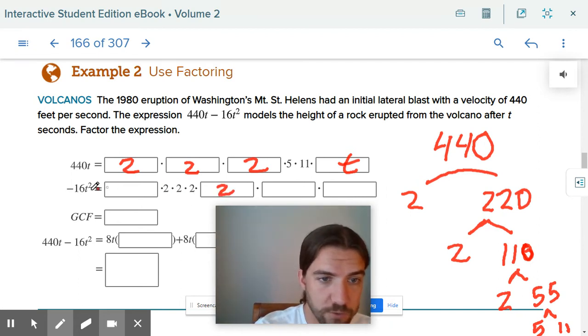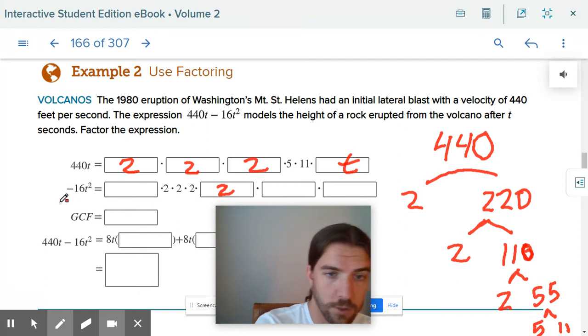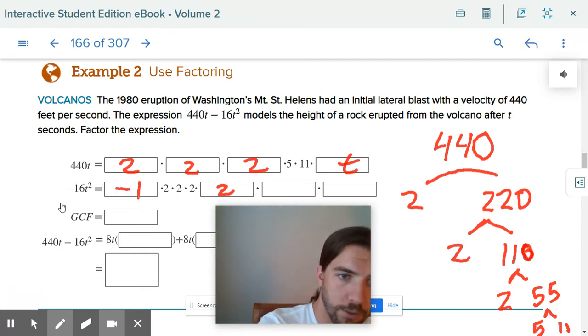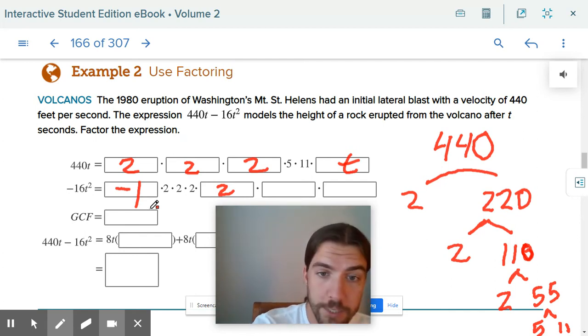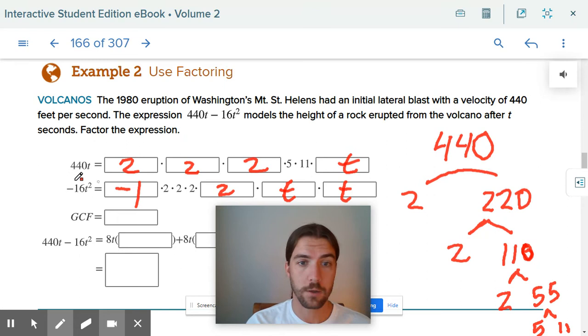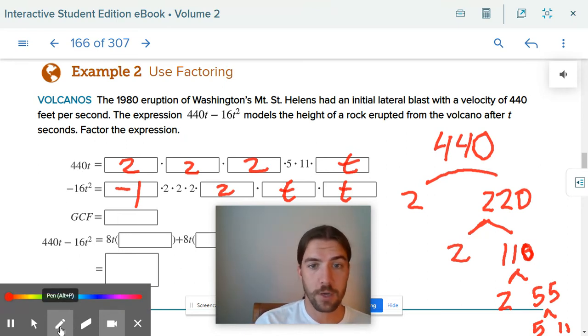But we don't want positive 16, right? We want negative 16. So we must also be multiplying by negative 1. What's remaining, these last two boxes? Well, that would be our t squared. Now we can factor t squared. If you imagine, like in video 1, t squared as a literal square with side lengths t times t, those are our factors. Okay, so let's identify our greatest common factor.